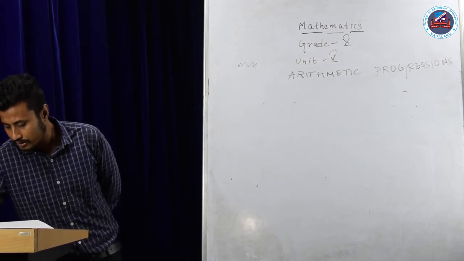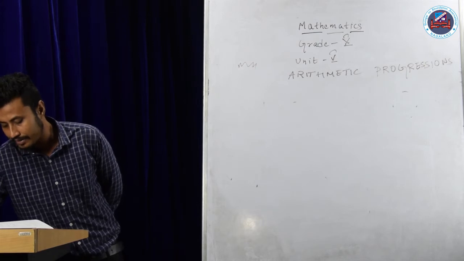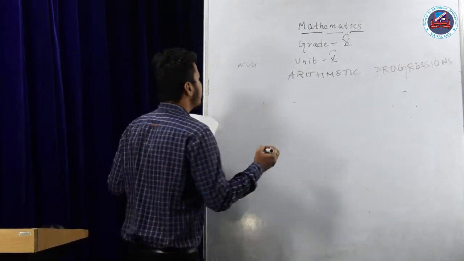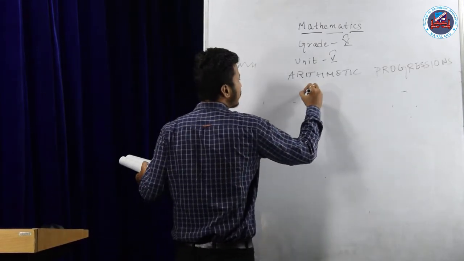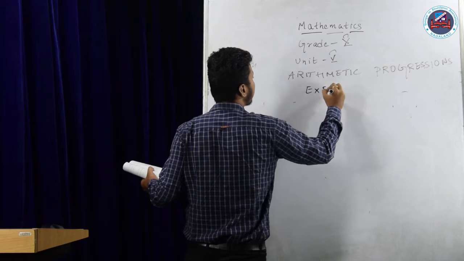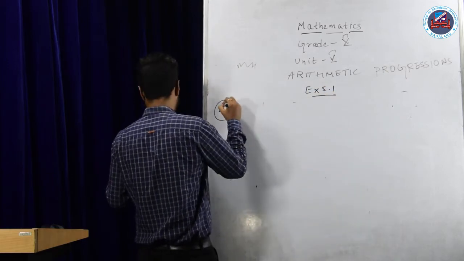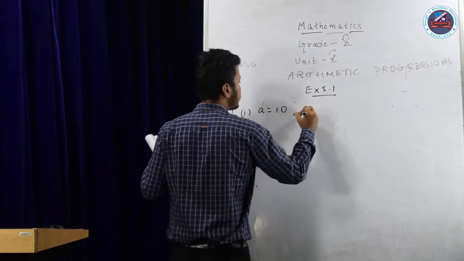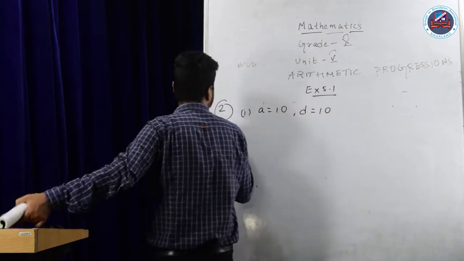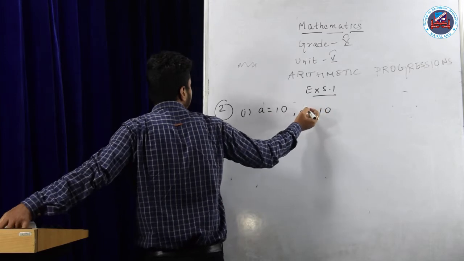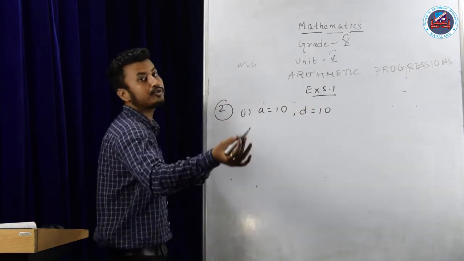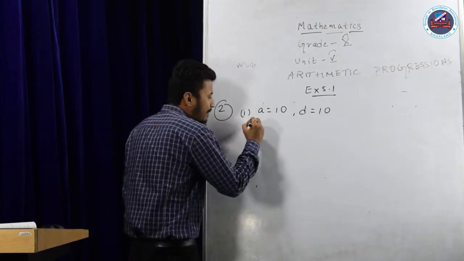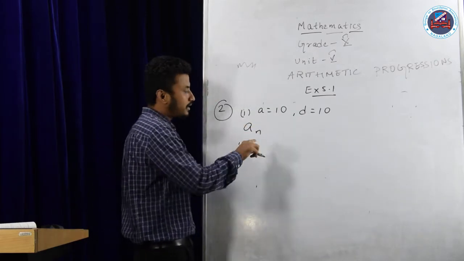Write the first 4 terms of an AP when the first term and common difference are given. See, in this question, the first term and common difference are given. Let me do exercise 5.1, question number 2, part 1. A is given 10. D is given 10. Guys, see, the first term is given 10, the common difference is given 10. You have to write the first 4 terms, A1, A2, A3, A4. So how will I proceed? My main bread and butter of this chapter is this formula.